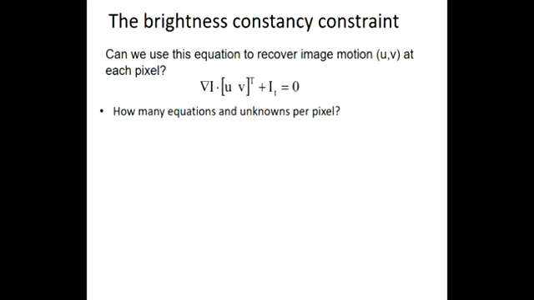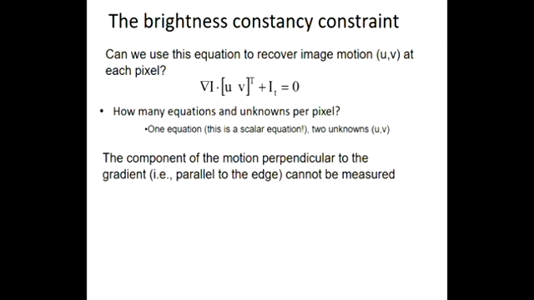How many equations and how many unknowns do we have per pixel here? How many linear equations and how many variables? Yes? One equation, two unknowns. Right, we have one equation and two unknowns. And so that should tell us that we can't solve it yet. We don't have enough constraints.